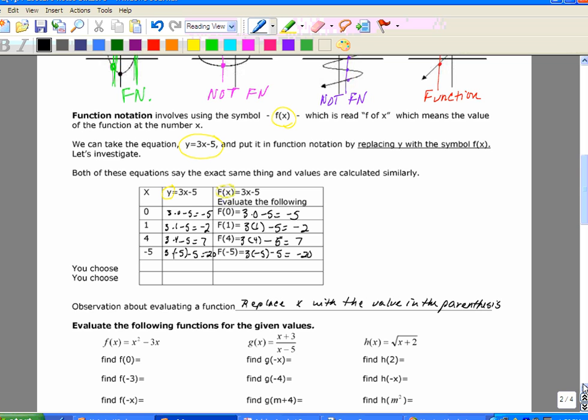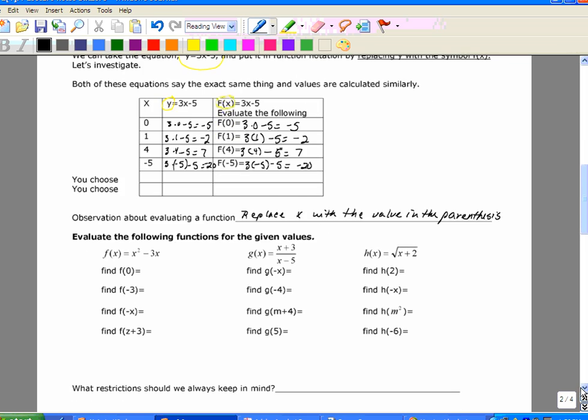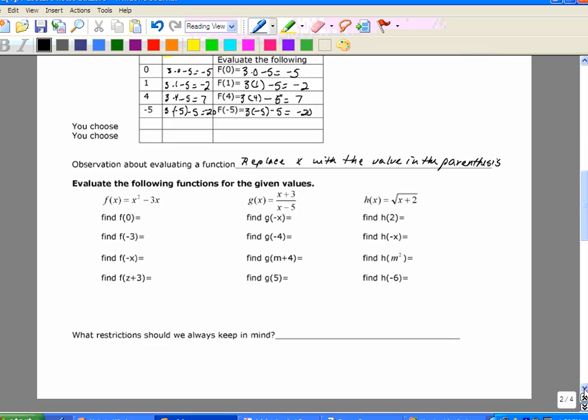Kind of a plug-in situation. So let's look at these three functions and let's make some calculations here. So first function is f of x equal x squared minus 3x. Let's go ahead and calculate f of 0, which from our investigation above says everywhere we have an x, we're going to replace it with what? A 0. So I have 0 squared minus 3 times 0. Oh, that calculation is easy.